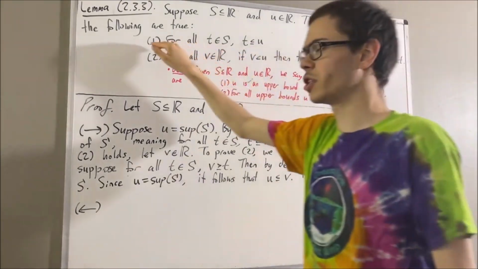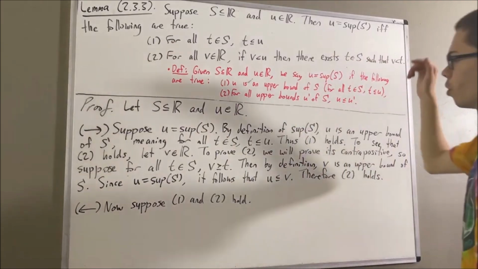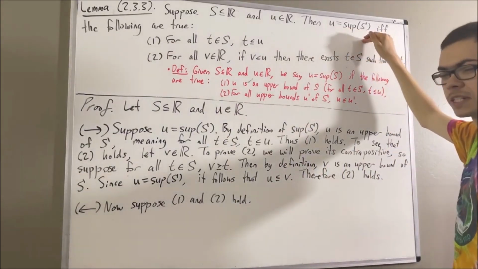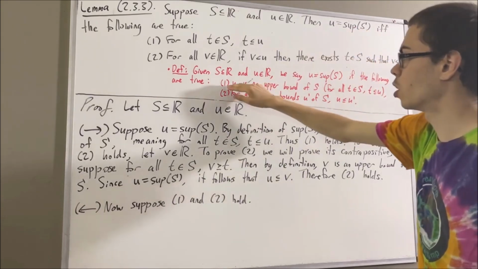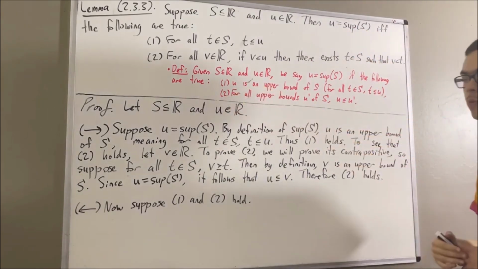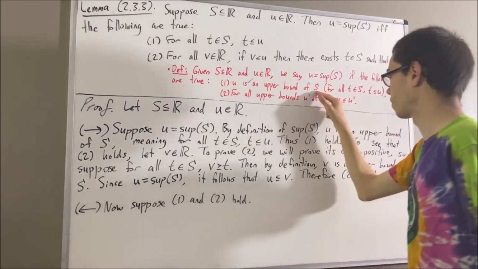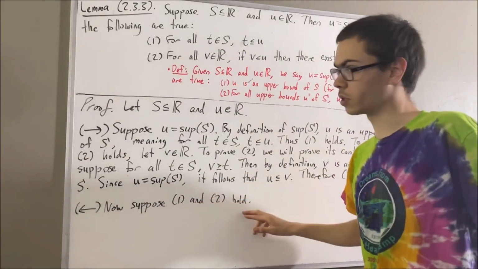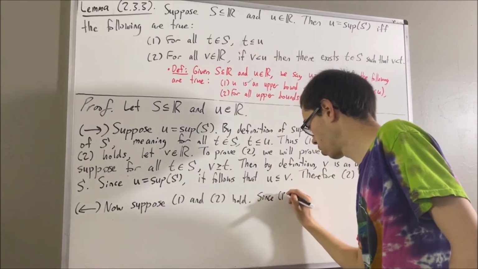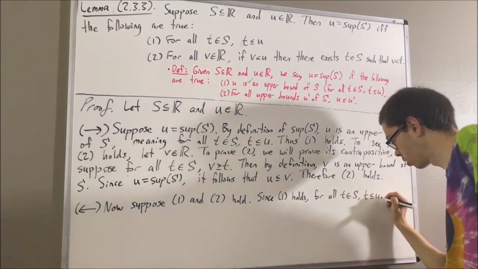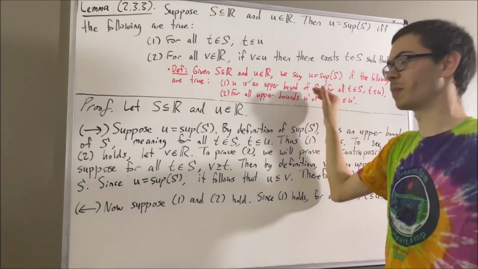So suppose 1 and 2 hold. And our whole goal is to prove that U is the supremum of S. And we're going to do so by showing that U satisfies all the requirements in the definition of the supremum of S. So first, let's show that U is an upper bound of S. Now, since 1 holds, we know that for all t and s, t is less than or equal to U. However, this statement is precisely what it means for U to be an upper bound of S.